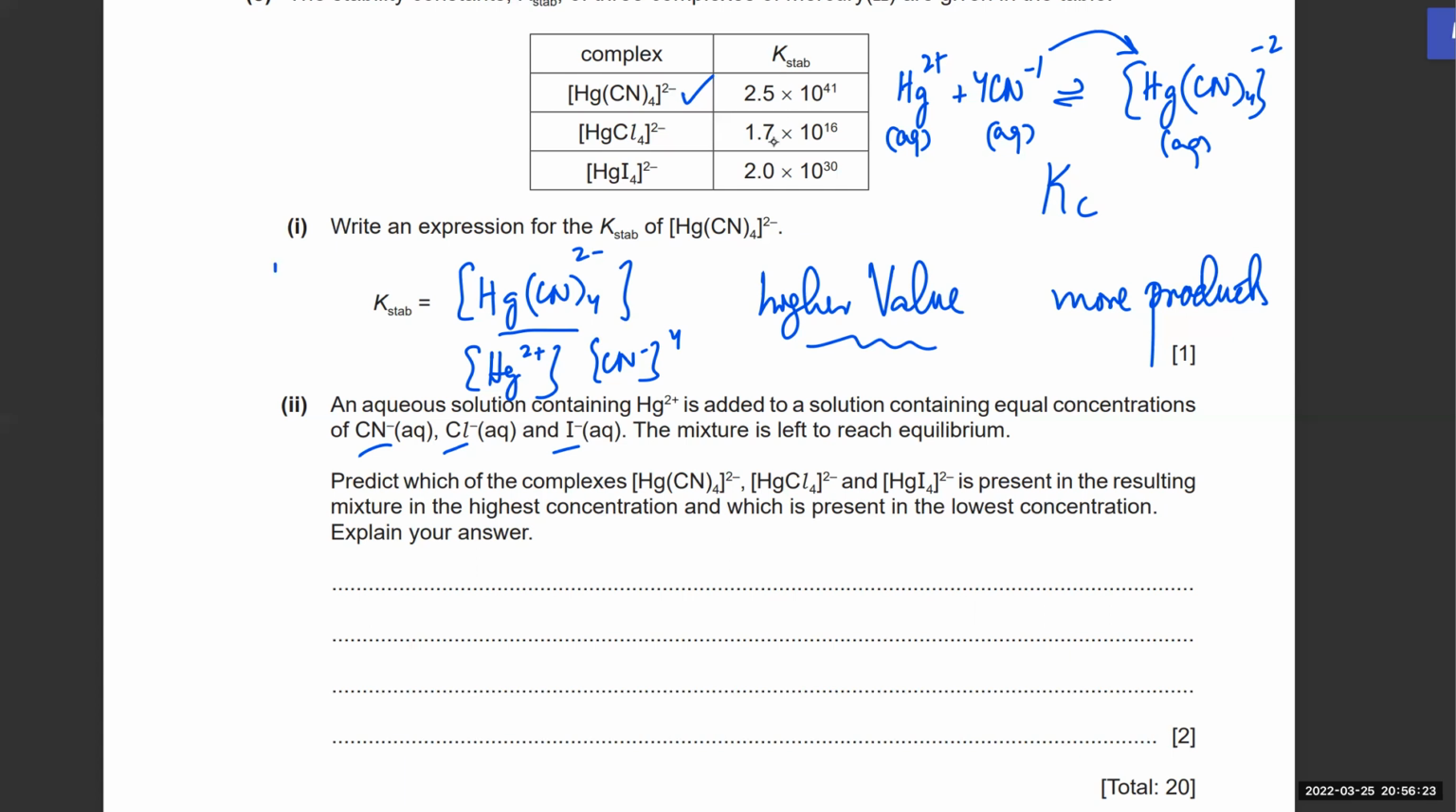Just remember, K stability is the product concentration divided by the reactant concentration. If the K stability value is higher, more products are going to be formed and more ligand exchange would happen. If K stability is lower, less of this would be formed. So if you had mercury and you added all of these, this has the higher concentration, more of this would be formed, and for the middle one, less would be formed. Okay, is that clear?